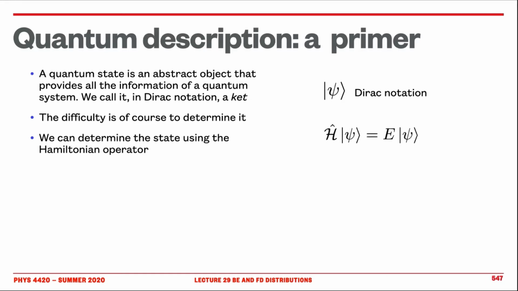The difficulty is to determine what that object is, and in principle it can be determined by solving the time-independent Schrödinger equation using the Hamiltonian operator H. Of course it's not easy to solve, but there is a recipe, if you will, that if we can solve that problem here on the right hand side, we are able to find all the stationary states of the Hamiltonian and the corresponding energies.